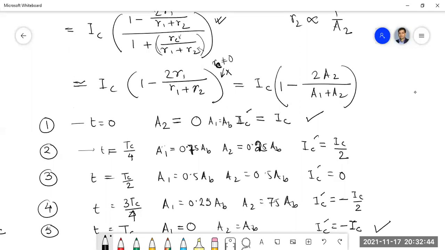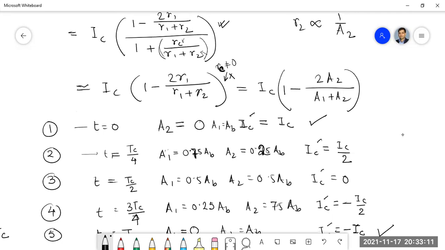If we consider non-zero RC, will it change? Just see the expression and tell me. Suppose RC is not zero, will it change? No, sir, it will not change, because the numerator is already zero. If the numerator is zero, it will be zero only. Our IC prime will be zero only.